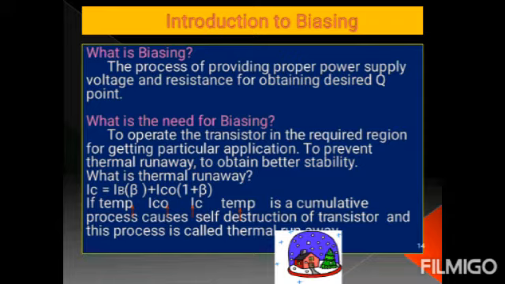What is thermal runaway? You know that one. As temperature increases, the ICO value increases. Look at the formula: IC equals beta times IB plus 1 plus beta times ICO. If the ICO value increases due to the temperature increase, there will be an increase in the IC value. If IC increases, again the beta value will increase. So this will be a cumulative process and the transistor will be damaged due to the increase in temperature. So we have to avoid it.